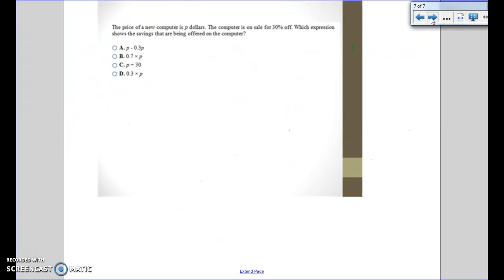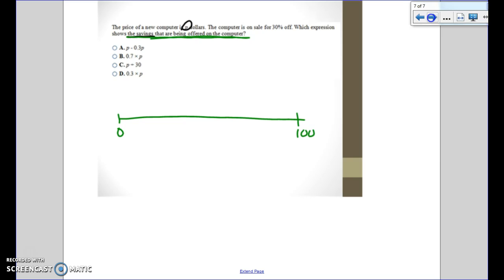All right. We have another one here that says the price of a new computer is P dollars. So again, we have this variable P. It says that the computer is on sale for 30% off, which expression shows the savings being offered on the computer? So again, Mr. Gillum's going to think of it this way. He's going to think, okay, 100% is full price, 0% is zero price. I'm looking for the amount being saved. So in this case, 90, 80, 70, boom, boom, boom. I'm paying 70% of the price. I'm paying this much, but it's asking me how much am I saving? What are the savings? Which is this much.